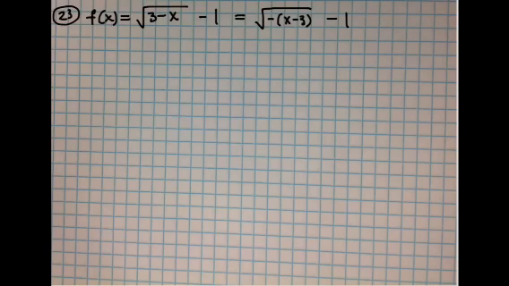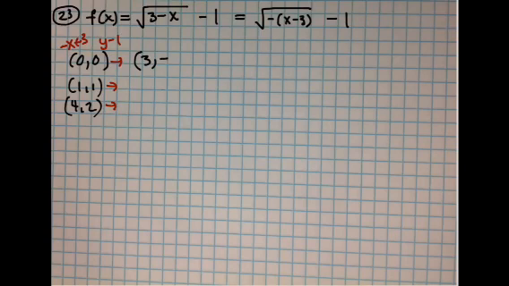So when you do the reference points for a square root function, they are 0, 0, 1, 1, 4, 2. And then that means that x is going to be multiplied by negative 1, so negative x plus 3. Y is minus 1. So when you do the transformations, you get negative 0, which is 0, plus 3, 0 minus 1.